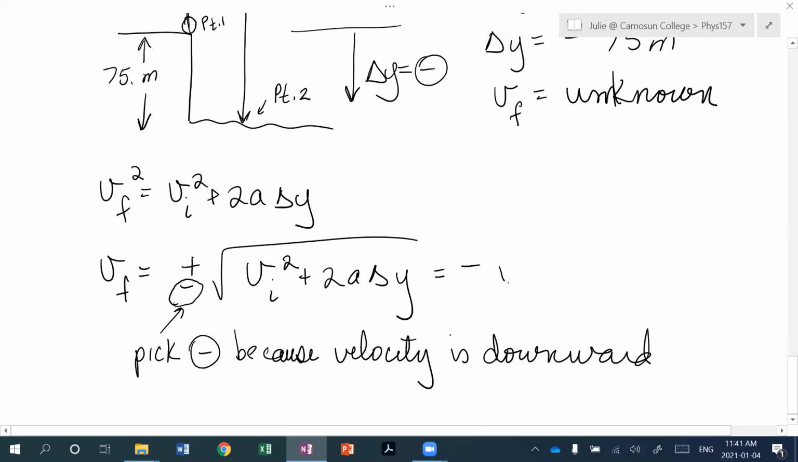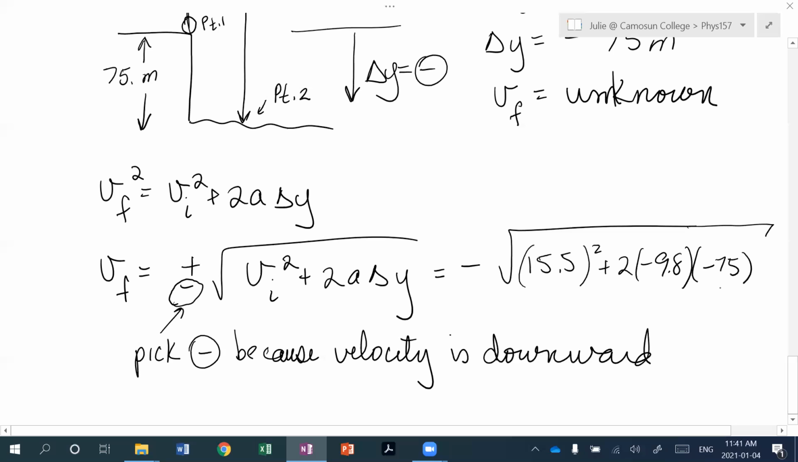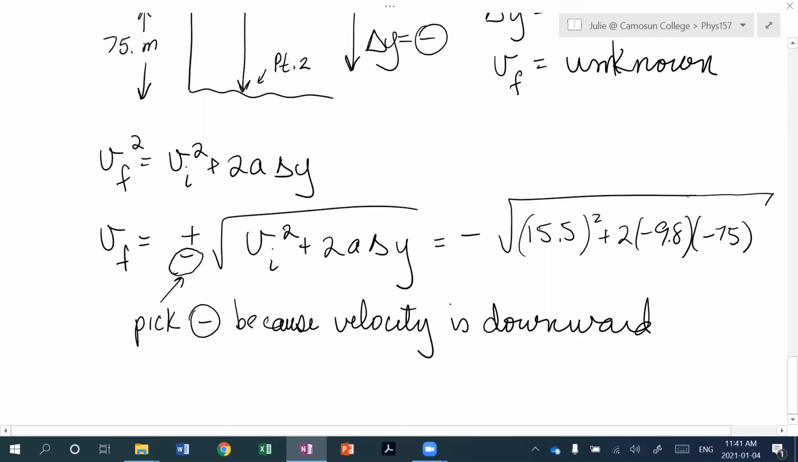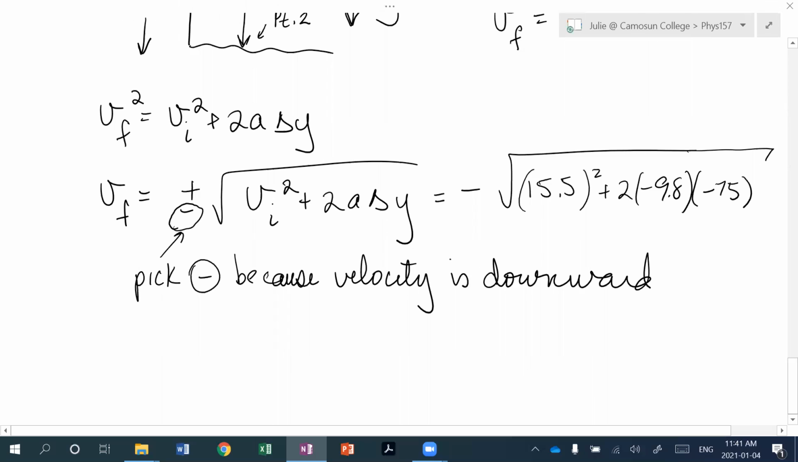Okay, so this is negative square root of initial velocity 15.5 squared plus 2 times negative 9.8 times negative 75. If you didn't put the negative displacement here, you'd get an error. Okay, so it turns out that the velocity, it's a big velocity, is negative 41.4 meters per second just before hitting the ground.